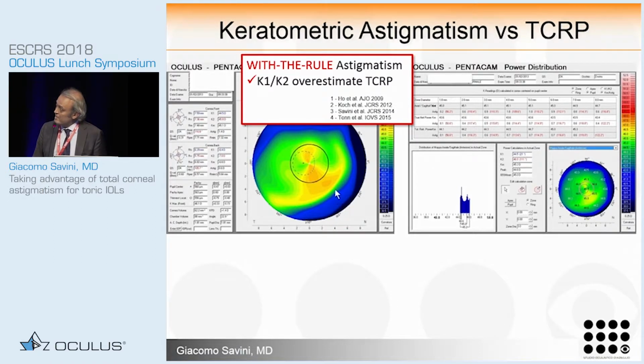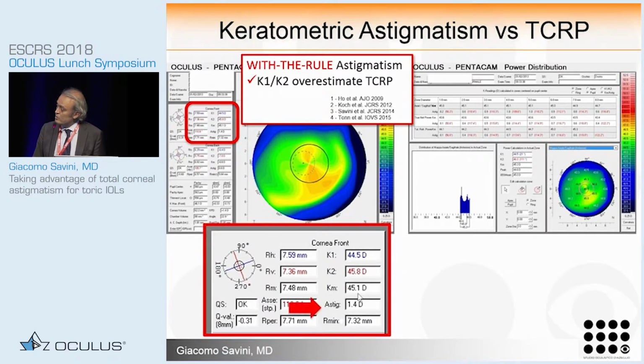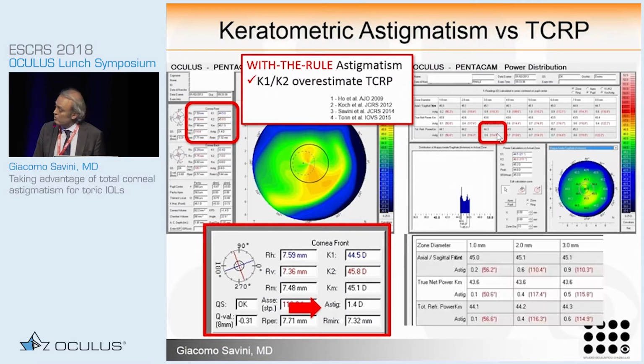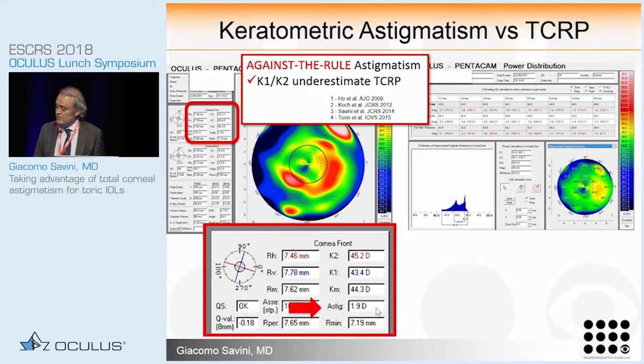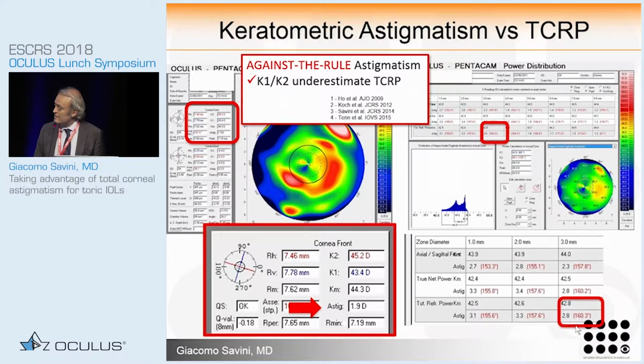Here is an example of with the rule astigmatism where K1 and K2 overestimate the total corneal refractive power. Here you see the reading of K1 and K2, which is just 1.4 diopters of astigmatism. Then if you take a look at the total corneal refractive power in the third row, you get 0.6, so big difference, almost 1 diopter between the keratometric astigmatism on the left and the total corneal astigmatism on the right. And the opposite in this case with an irregular but against the rule astigmatism, where you go from 1.9 diopters of astigmatism on the anterior surface to 2.8 diopters in the total corneal astigmatism. This makes a difference when selecting the toricity of the IOL.